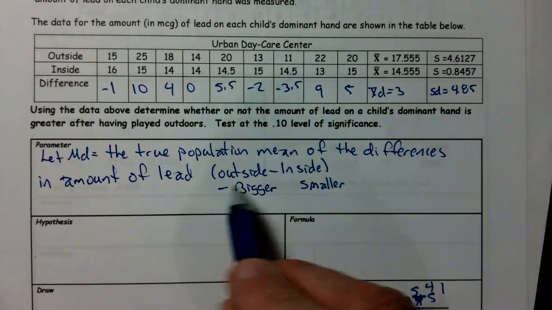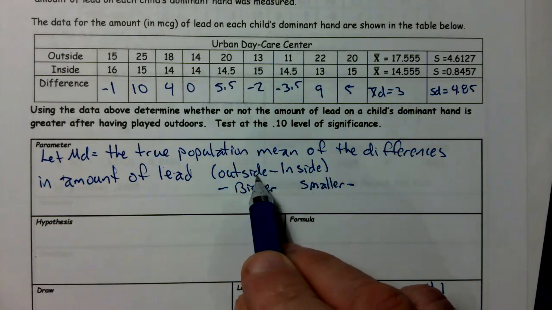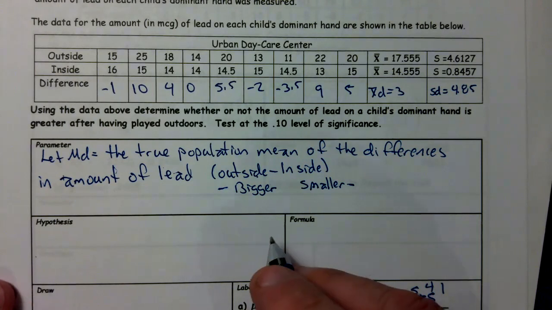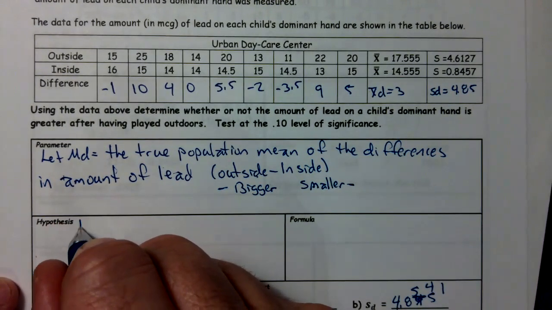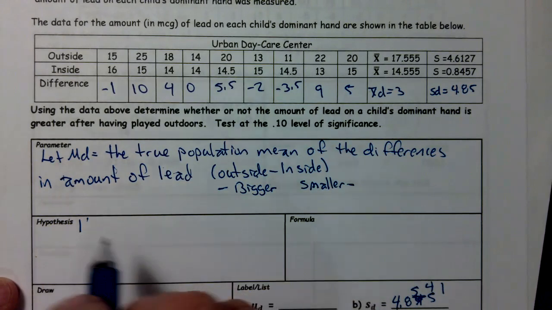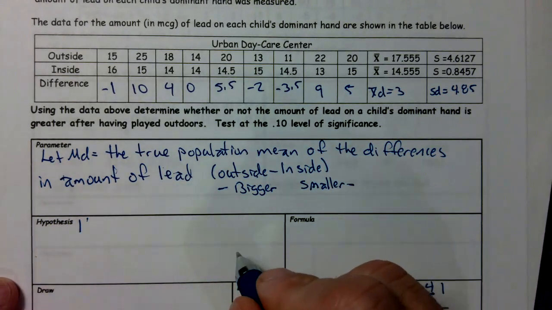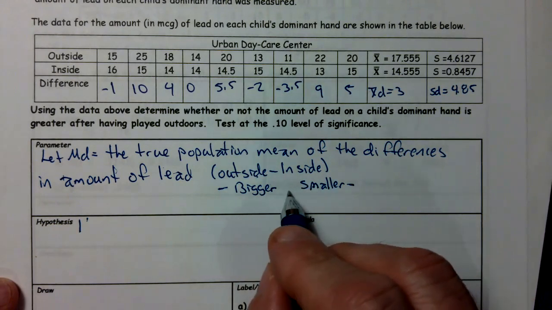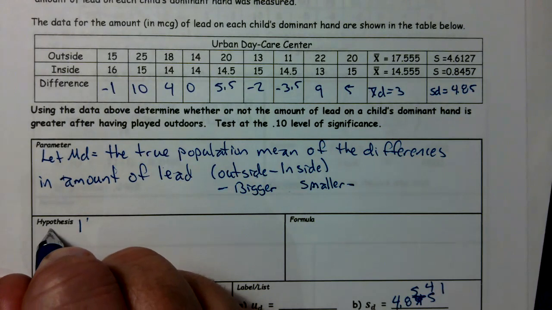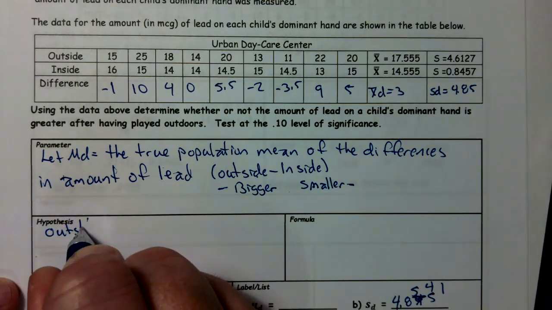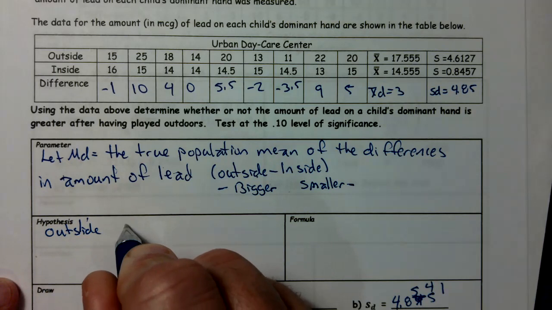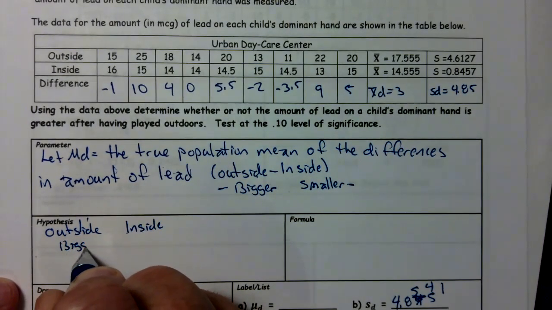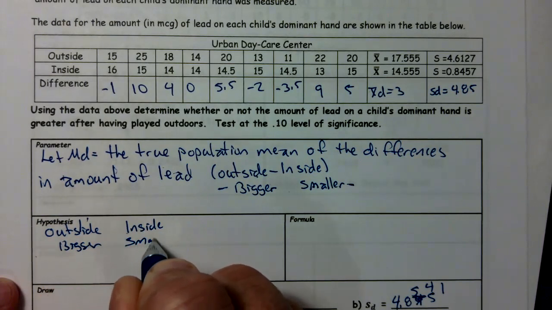This part right here we don't need. This is just to help us out. We expect the outside to be bigger than the inside, so bigger minus smaller. So our hypothesis, well, the H0 is easy. It's always going to be mu d equals 0. But we need to explore this just a bit. So bigger the outside and the inside. Well, we expected the outside to be bigger, and we expect this to be smaller.